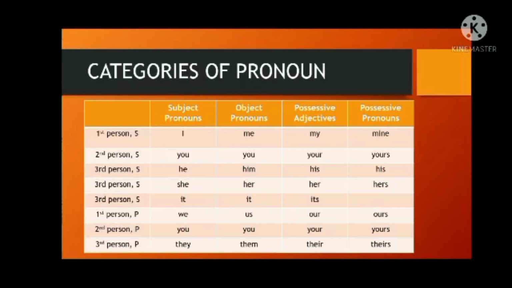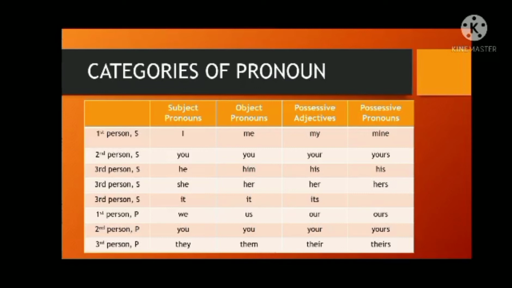Object pronouns are used as both direct objects and indirect objects. A direct object is the receiver of the action mentioned in the sentence, while the indirect object identifies the person or thing for whom or what the action of the verb is performed. The examples of object pronouns are me, you, him, her, it, us, you, and them.